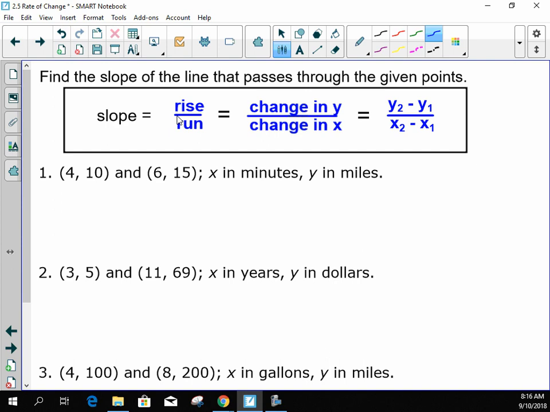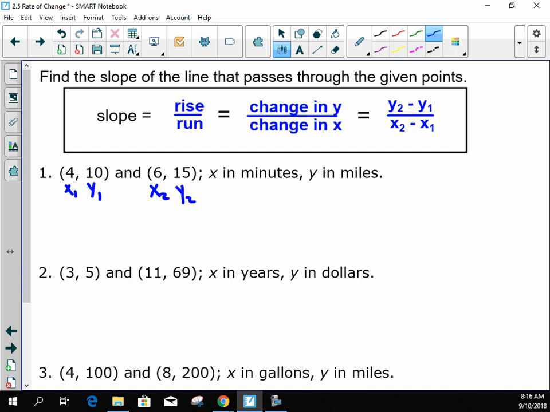4:10 and 6:15. X in minutes, y in miles. I don't care about the x in minutes, y in miles. What I care about is this. You need to know the rate of change or the slope. x1, y1, x2, y2. Those are your x's and your y's. Why is this x1? Because it's the first x. This is x2 because it's your second x. It's an ordered pair, x and y.